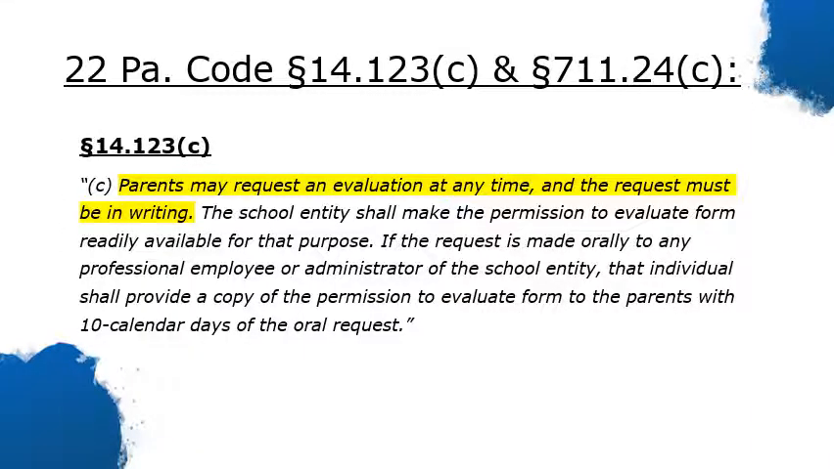The first sentence states, parents may request an evaluation at any time, and the request must be in writing. There is no official request form a parent must use. A written request can be on a piece of loose leaf paper or sent through an email. A parent can give a written request to a teacher, guidance counselor, or an administrator.